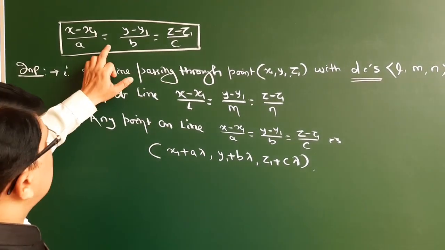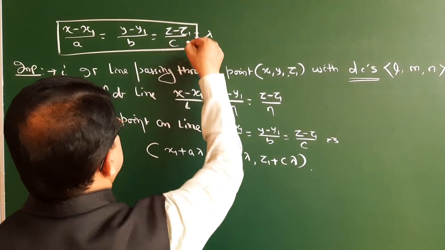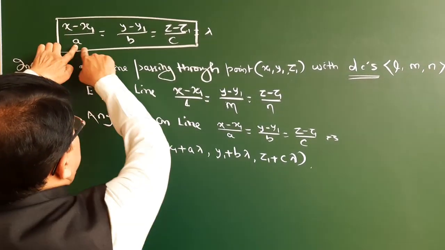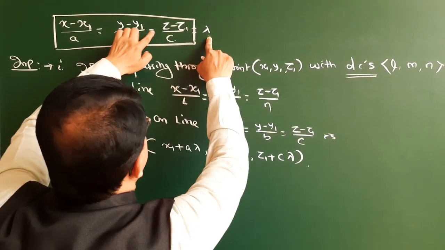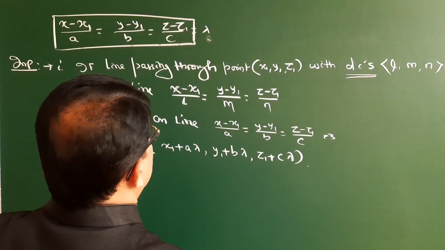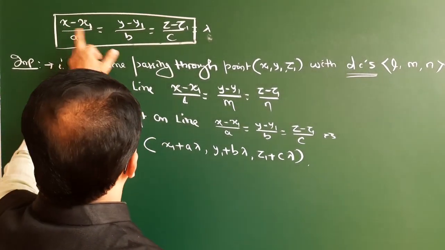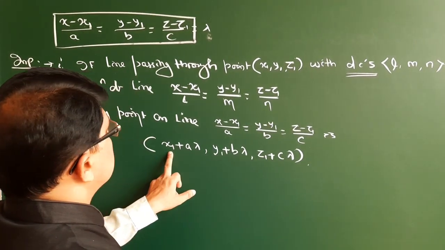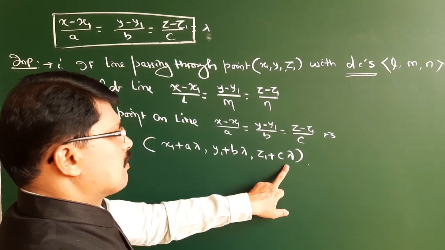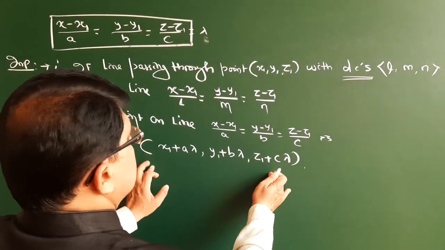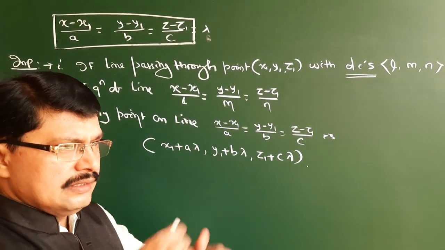Okay. So how to find any point on this line? You just consider this equal to lambda, clear? And x minus x1 is equal to a into lambda, y minus y1 is equal to b into lambda, and z minus z1 is equal to c into lambda. So by taking this, you find x is equal to x1 plus a lambda, y is equal to y1 plus b lambda, z is equal to z1 plus c lambda. So this is any point on the line. This is very very important because we need it for the questions.